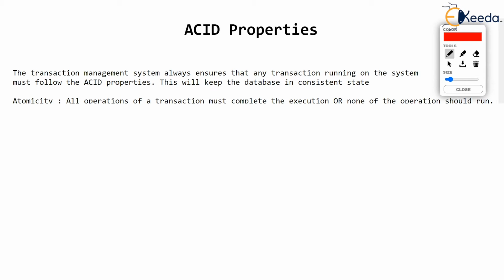And some part of the software called the transaction management module will take care of this particular property, atomicity. The second property that every transaction should guarantee is consistency.